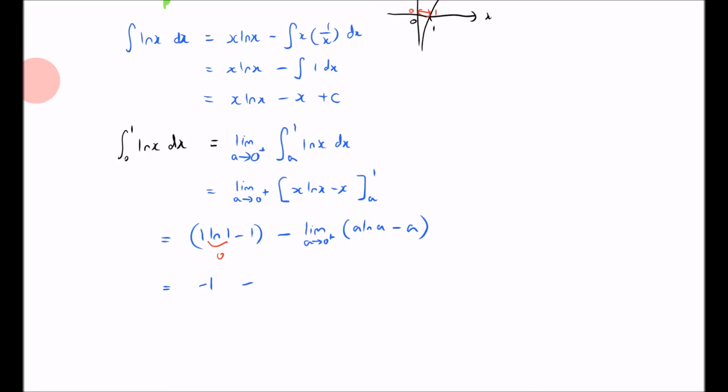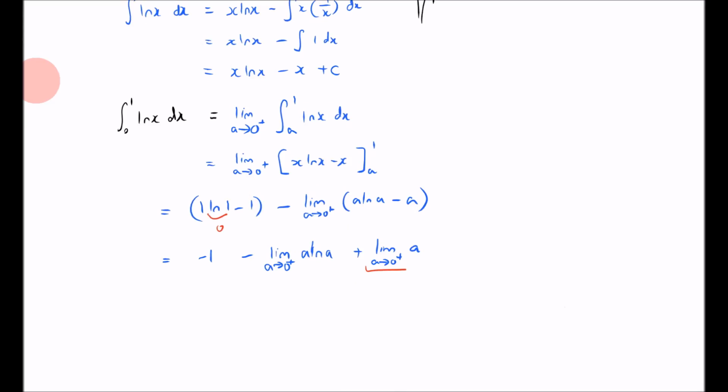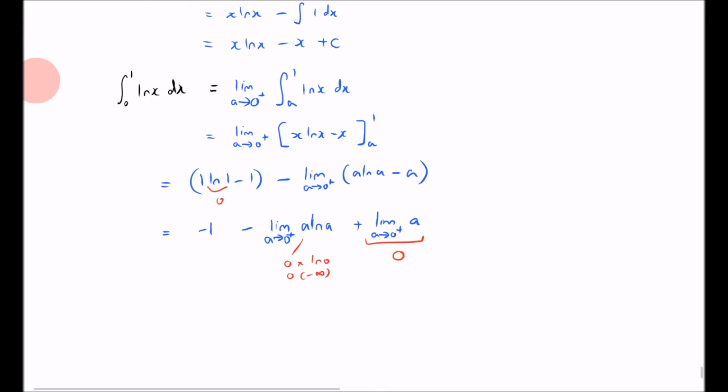So eventually this one becomes minus 1 minus. Now that means you must take the limit of each term one at a time. Limit as a approaches 0 plus of a ln a, plus limit as a approaches 0 plus of a. Okay, obviously this one will become 0, right? So there's no worry. Now this one will be a bit tricky because this is 0 times ln 0. Now ln 0 is negative infinity, remember? So this one has to be solved by L'Hopital's rule.